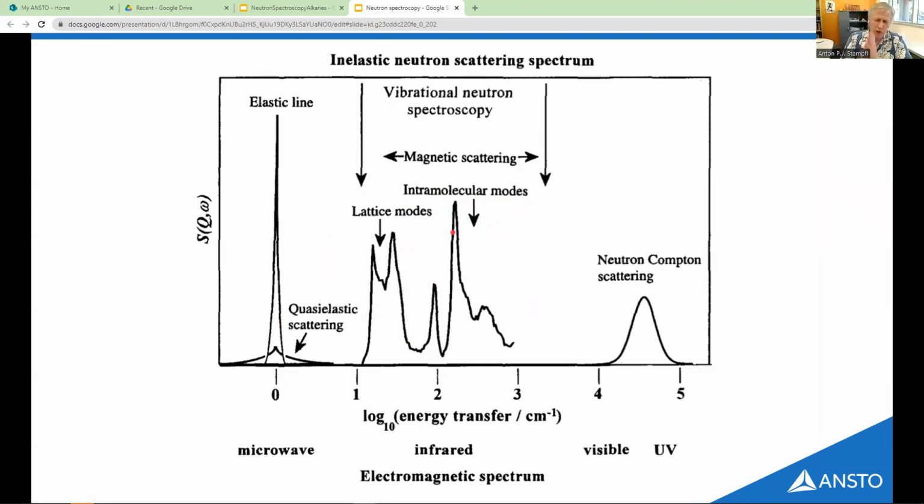And it's very, very similar to infrared and Raman spectroscopy. Extremely similar. The biggest difference is, of course, we're using neutrons. It's not light. And the other difference is that we're looking at the entire Brillouin zone, not just the gamma point. Because photons don't have any momentum, the only scatter they are looking at is the gamma point, whereas we're looking at the entire Brillouin zone because we've got momentum.